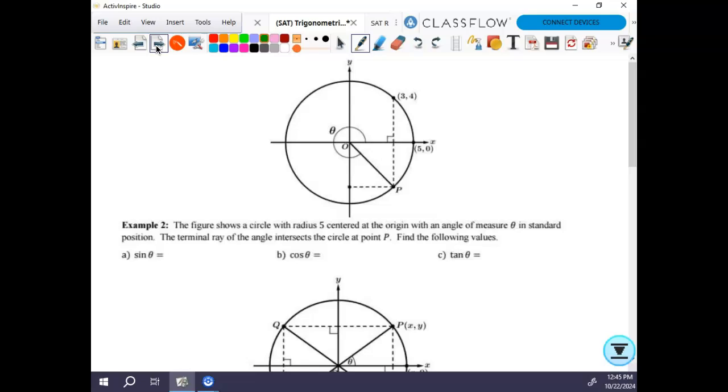Because again, something you've known forever is in quadrant 1, all of your ordered pairs are positive, positive. In quadrant 2, they are all negative, positive. In quadrant 3, they are all negative, negative. And in quadrant 4, they are all positive, negative. So that's why the quadrant might matter when they're talking about a triangle.